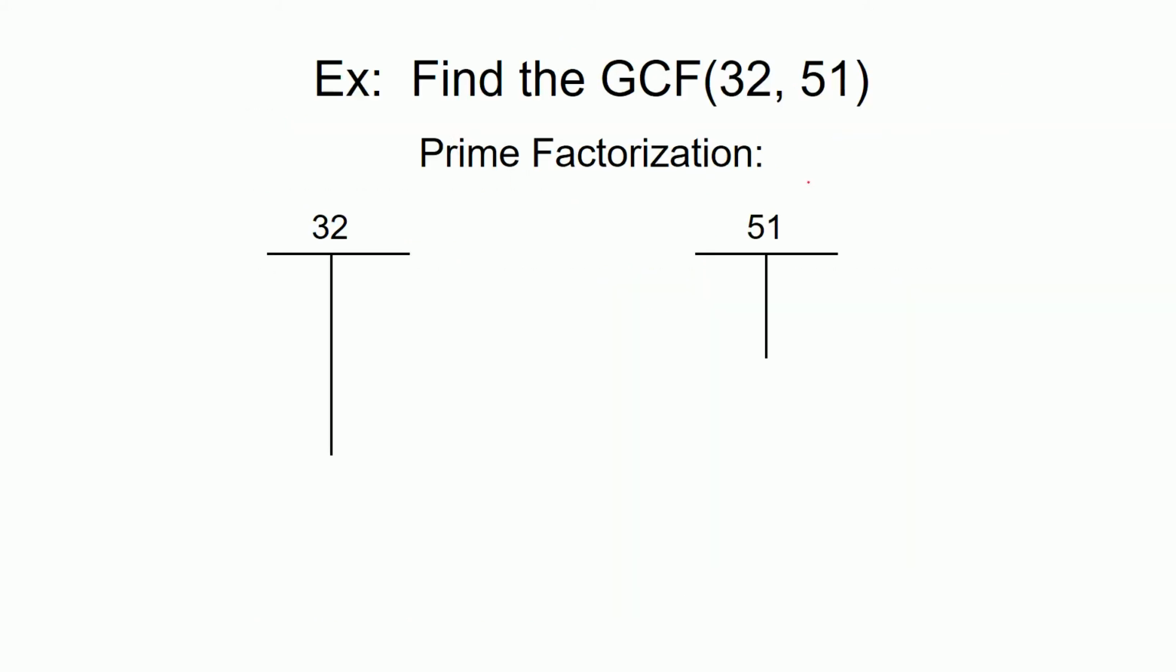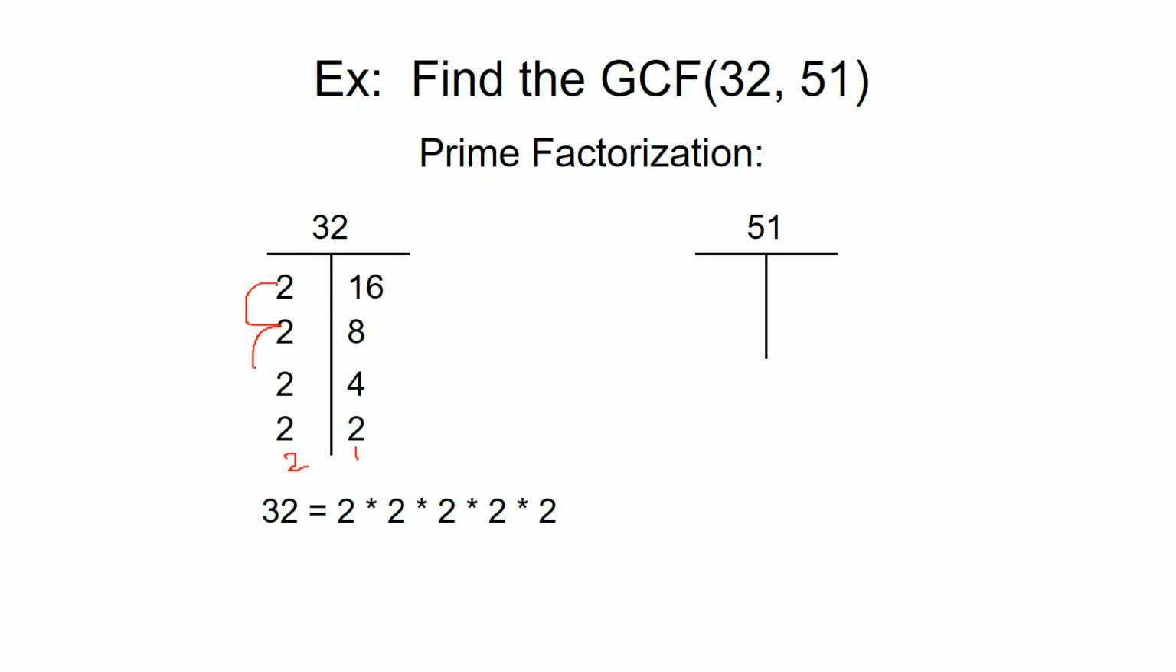Let us take one more example, 32 and 51. We have to find out the GCF. How to find it? First, we'll find the prime factorization. So 2 16s are 32, then 2 8s are 16, then 2 4s are 8, then 2 2s are 4, and then 2 1s are 2. So we write all these 2, 2, 2, 2, 2. So this is nothing but 2 to the power 5.